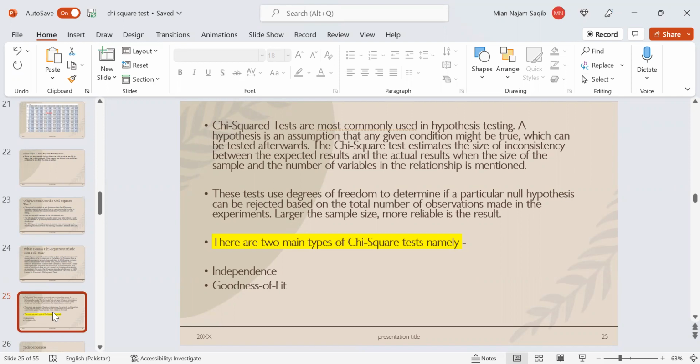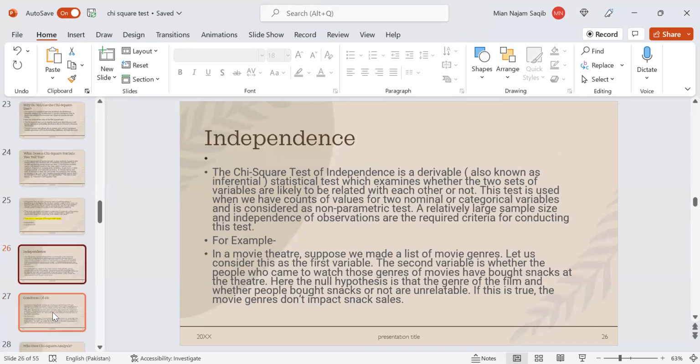This test uses the degrees of freedom to determine if a particular null hypothesis can be rejected based on the total number of observations made in the experiment. The larger the sample, the more reliable the result. The two main types of chi-square tests are independence and goodness of fit.